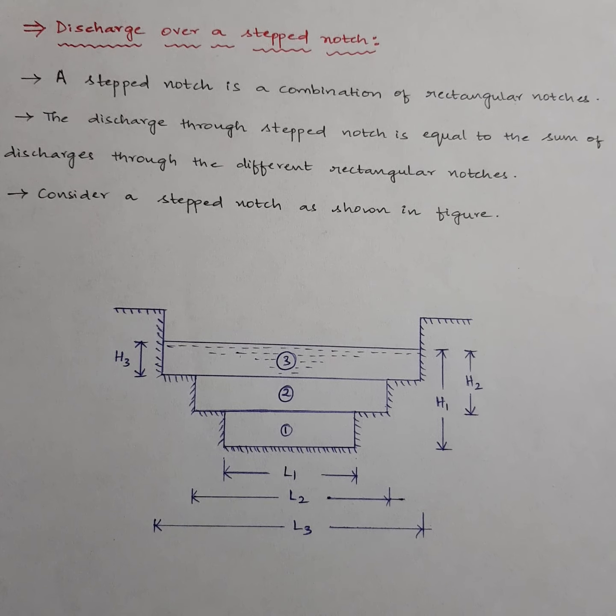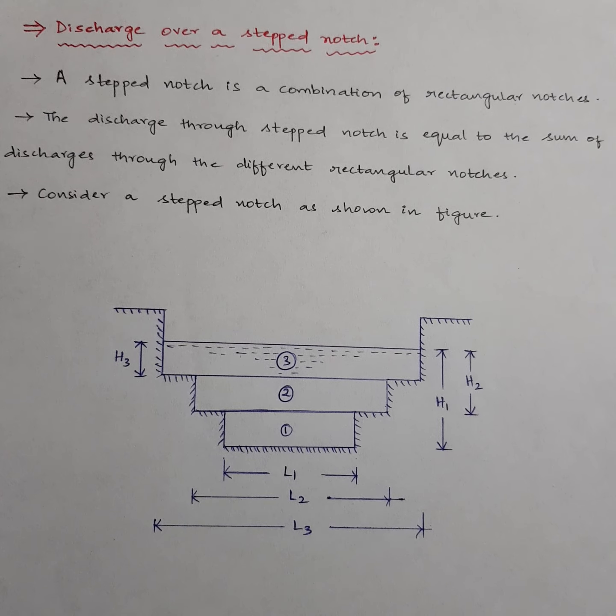That's quite easy. You can see in the diagram you have a stepped notch. For more clarity I'll be showing you a paper cutting. Now you can see this is your stepped notch. For easy understanding I have made this. This is your first rectangular portion, this is your second rectangular portion, and this is your third rectangular portion.